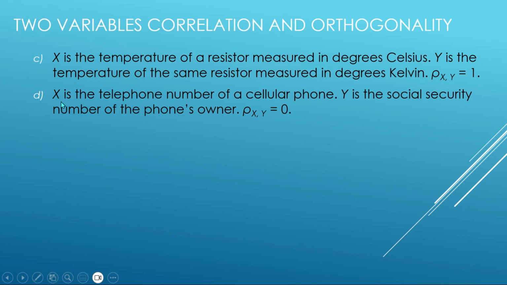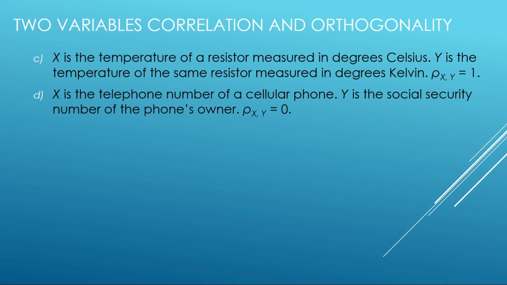And suppose that X is the telephone number of a cellular phone and Y is the social security number of the phone's owner, then the correlation between the two is equal to 0. Of course, there is no correlation between a person's cellular phone number and his or her social security number.